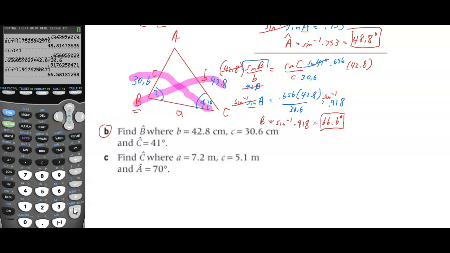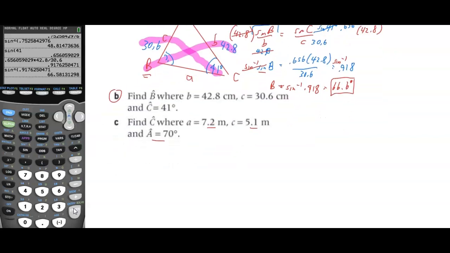Find angle C where a is 7.2, c is 5.1, and angle A is 70. So let's draw the picture first. Just draw the same triangle that they gave us. And so that'll be capital B, capital C, capital A. This will be little a, this will be little b, this will be little c. And little a is 7.2. Little c is 5.1. Big A is 70 degrees. And we want to know angle C.